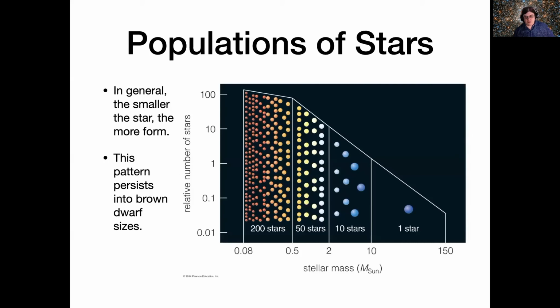Now, another thing about stars is that in general, the smaller the star, the more of them we have. Whenever you're forming stars, you tend to form more of the small ones than the big ones. So for every one star between 10 and the maximum, you might get 200 stars that are between half a solar mass and the limit. So you might get 200 K and M types for every one O type.